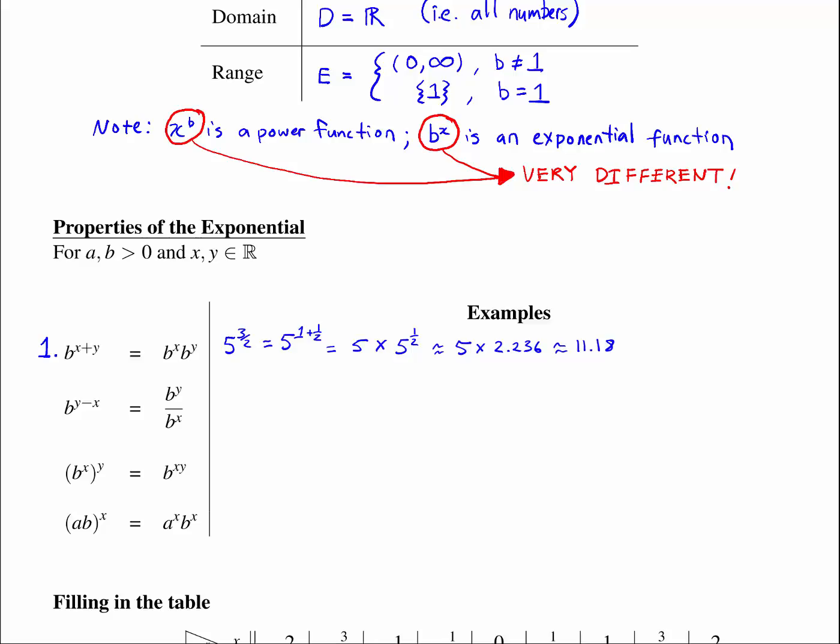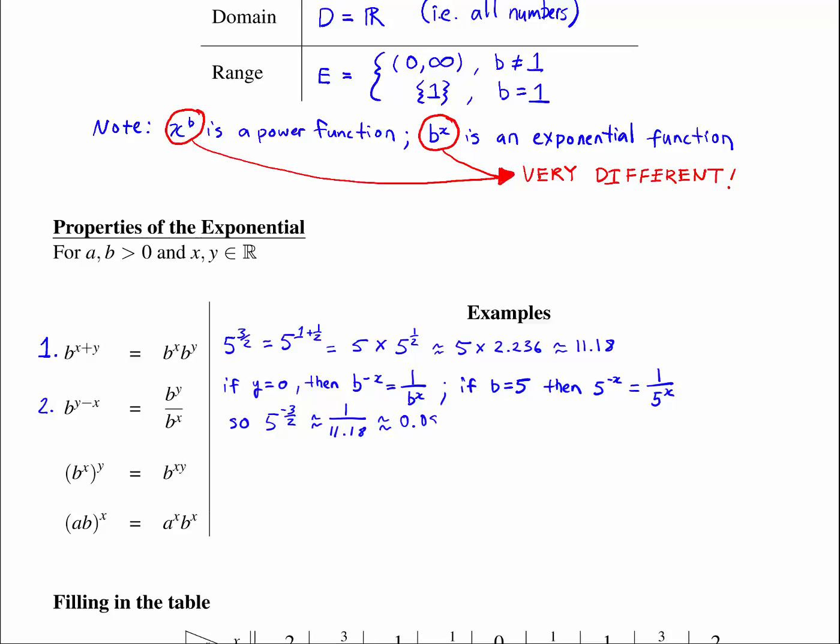Well, 5 to the 1/2 we just determined was 2.236, so we're left with 5 times 2.236, which is approximately 11.18. The next property that we have is b to the y minus x is equal to b to the y over b to the x. In particular, if you take y equal to 0, you'd have b to the minus x is 1 over b to the x. And if we then take b as 5, we have 5 to the minus x is equal to 1 over 5 to the x. So 5 to the minus 3 over 2 is 1 over 11.18, which is approximately 0.089.